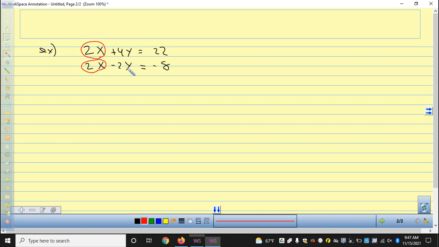So I want to make one of these negative. In order to do that, I'm going to multiply the entire second equation by negative 1. So I'm multiplying this entire equation by negative 1. And I'm going to distribute that negative 1 to everything in the parentheses. So my equation, then the top one's not going to change.